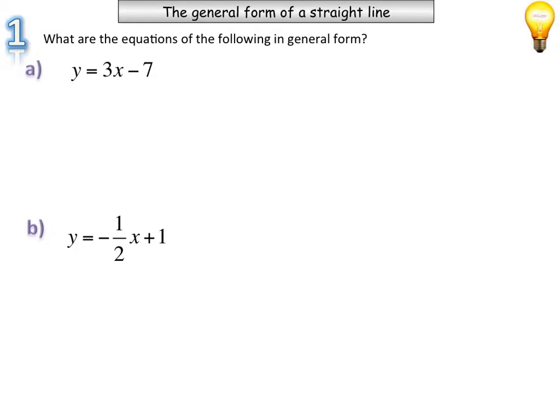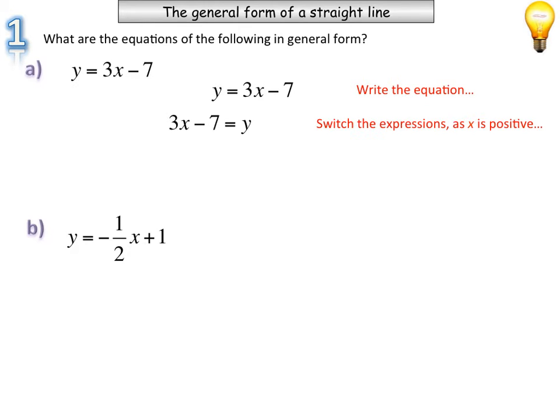Okay, so we have two equations, both in gradient intercept form. We want to rewrite them into general form, so what we need to do is a bit of rearranging and let it equal 0. So the first one, just write the equation. Notice that the x value is positive, so we want to have that on the left-hand side. So I'm just going to get this whole thing and write it on the left and rewrite that on the right-hand side. It's the same expression, just written in a different format.